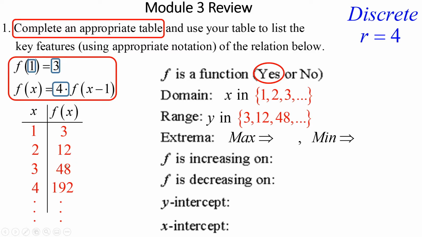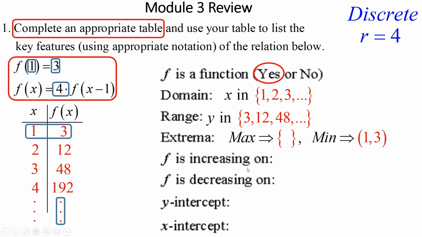These f of x's, or y's, are just getting bigger and bigger and bigger. So there is never going to be a maximum. So for the max, you would just put the empty set, because these ordered pairs are just going to go on forever. The y's will get bigger and bigger and bigger. But there is a min because the smallest y I see is a 3. So I'm going to write this x equals 1, y equals 3 as an ordered pair. X is 1, always put your x first, and then your y, 3.